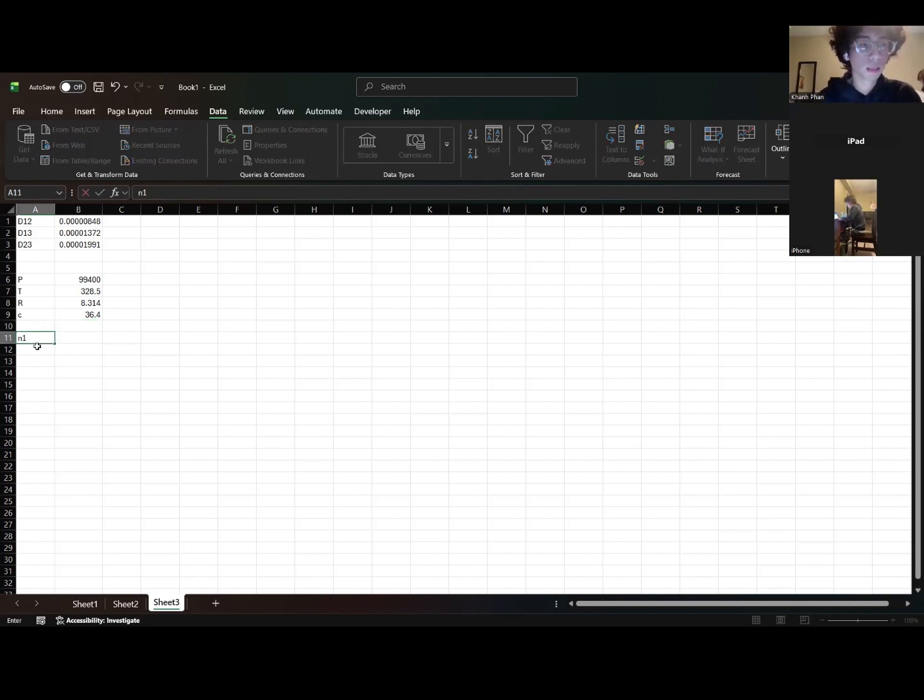And then our N1 and N2. So we previously guessed that N1 is 1 over 788.4, and then same for N2, 1 over 788.4. And then we're going to construct the graph, okay?